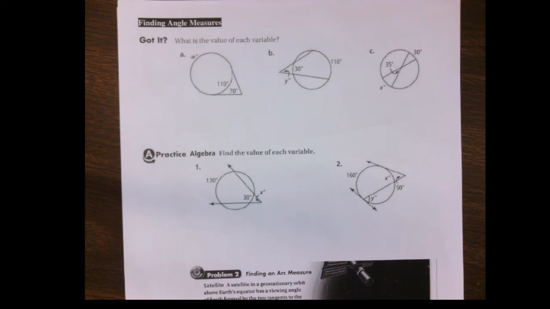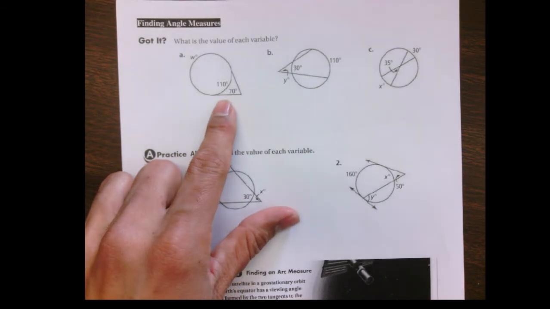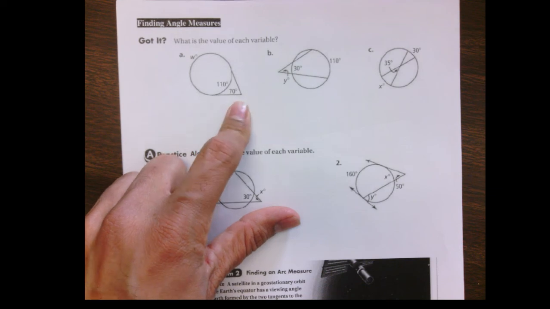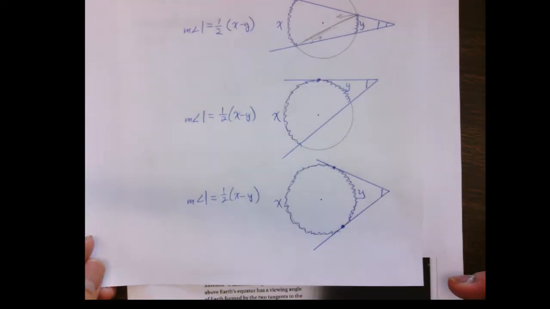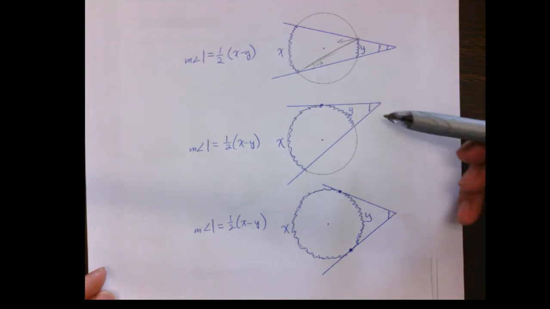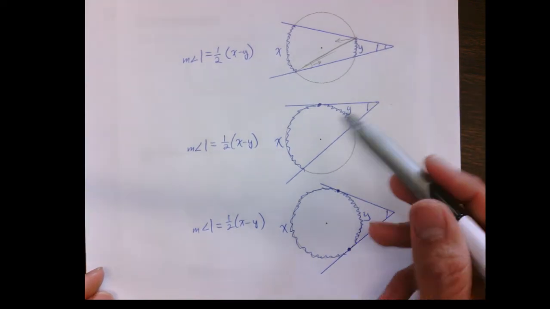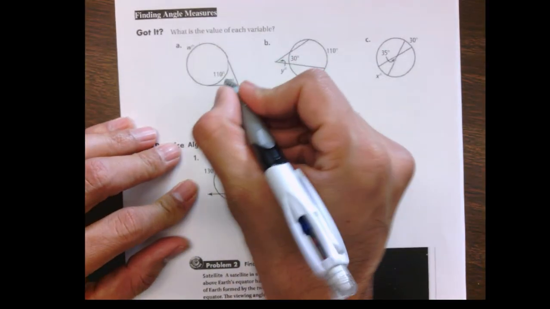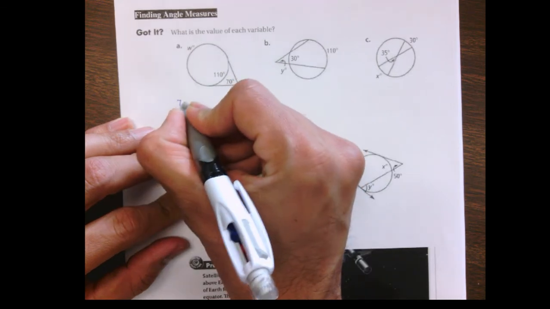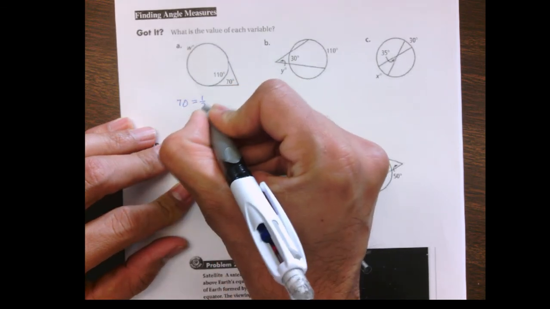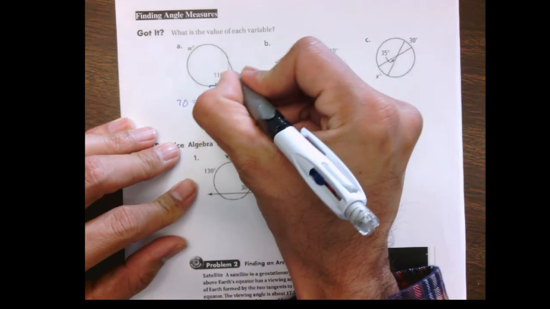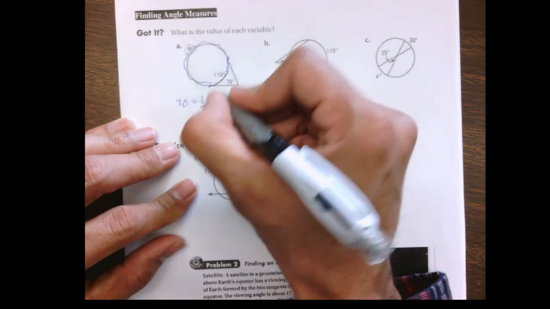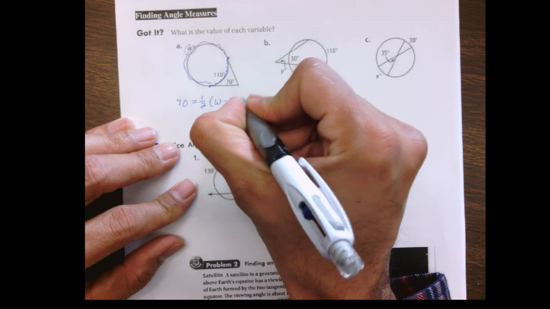So let's look at this first one. What is this scenario? It's two tangents, and it's intersecting outside of the circle. So remember, back here, all three of these scenarios where you're intersecting outside of a circle, you just subtract your arcs and take 1/2. Okay? So let's do that. We're going to set up an equation. So it's this angle, 70, equals 1/2. And now this arc is 110. This arc out here is W. So we'll do W minus 110. Cool.